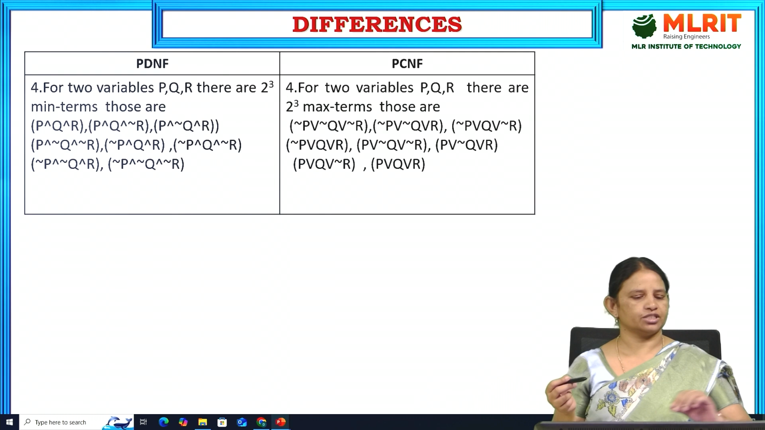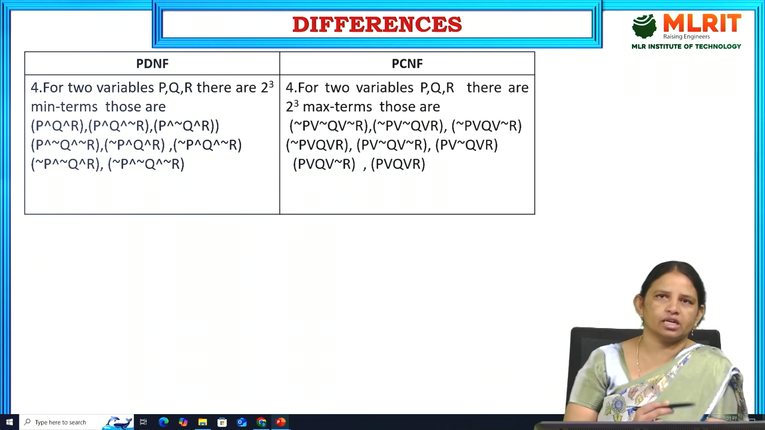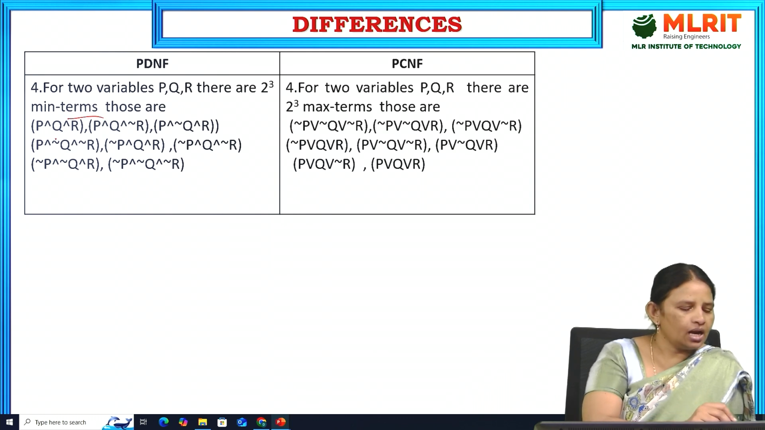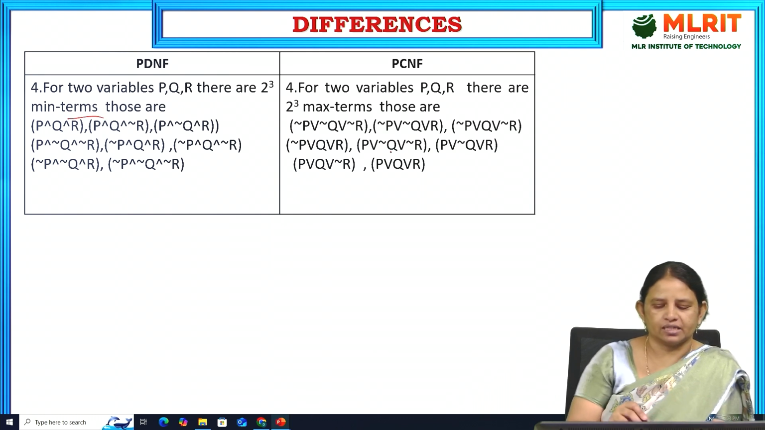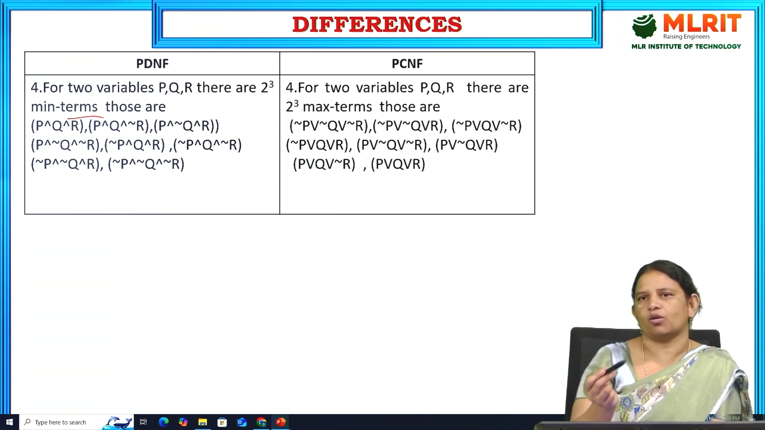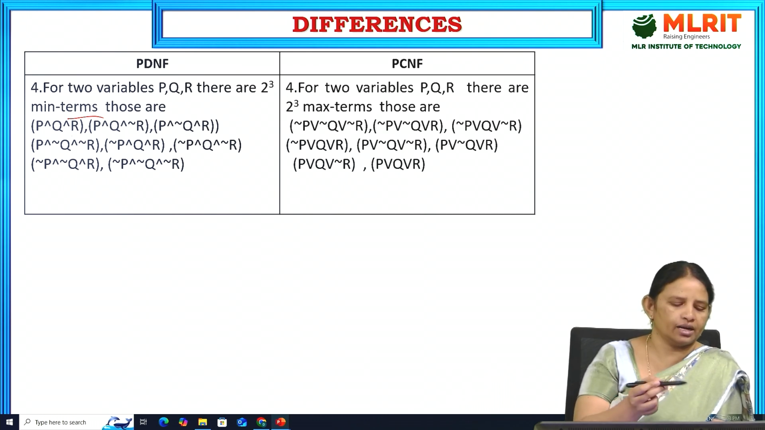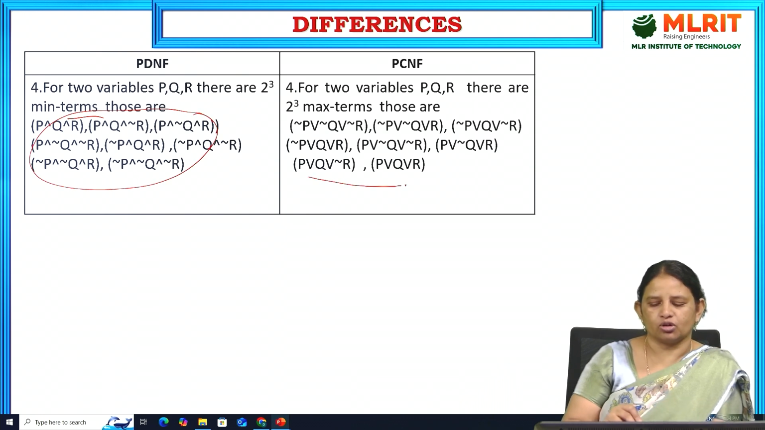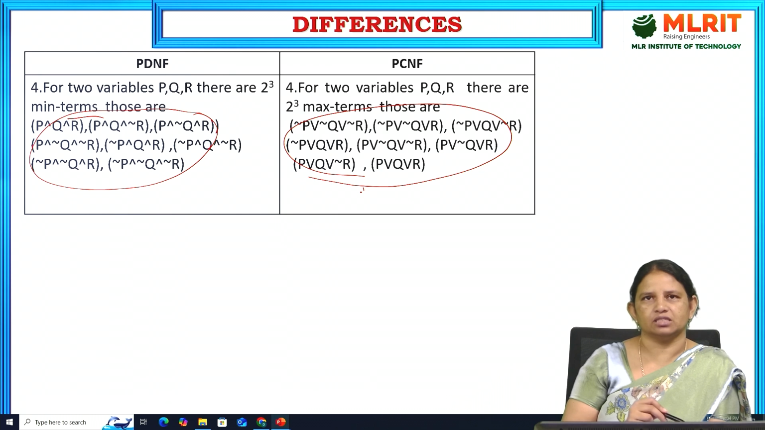And coming to the next difference, if there are 3 variables present in the statement formula, then 2 power 3 minterms are possible. P and Q and R. Here it is P or Q or R. Take the opposite: in the place of and, you take or, and in the place of or, you take and. That is, 8 minterms are possible. Right? List out all the 8 minterms and 8 max terms. That is the fourth difference. These are the differences between PDNF and PCNF.